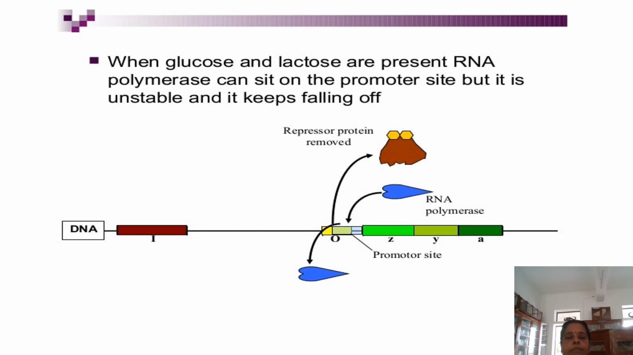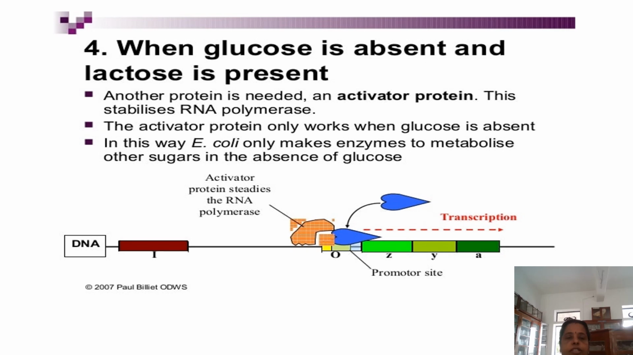When glucose and lactose are present, RNA polymerase can sit on the promoter site, but it is unstable and it keeps falling off, thereby no transcription occurs. E. coli simply utilizes glucose. The fourth situation, when glucose is absent and lactose is present, another protein is needed, an activator protein. This stabilizes RNA polymerase. The activator protein only works when glucose is absent. In this way, E. coli only makes enzymes to metabolize other sugars in the absence of glucose.